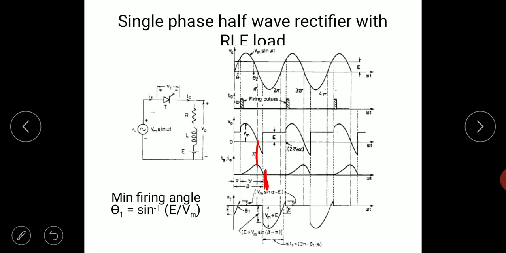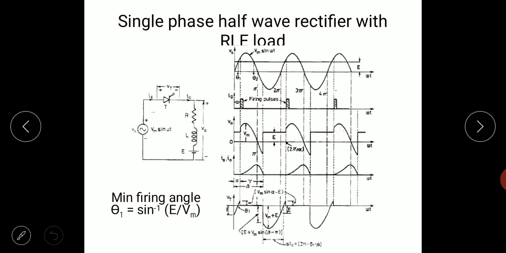So SCR is conducting from omega t is equal to alpha to omega t is equal to beta. The difference between alpha and beta is represented by gamma. Gamma is called the conduction angle. Alpha is firing angle, beta is extinction angle, and the duration between alpha and beta is called gamma, conduction angle. Now, at omega t is equal to beta, we have realized that the thyristor has stopped conducting.